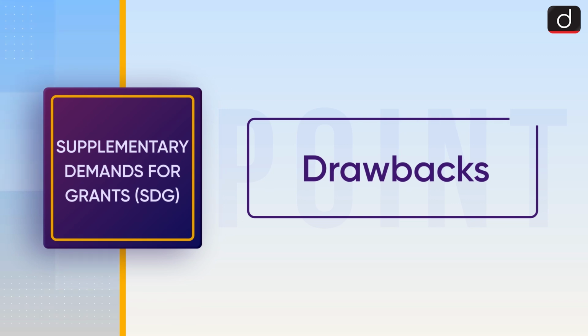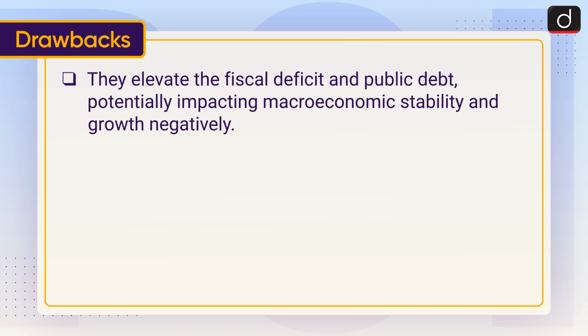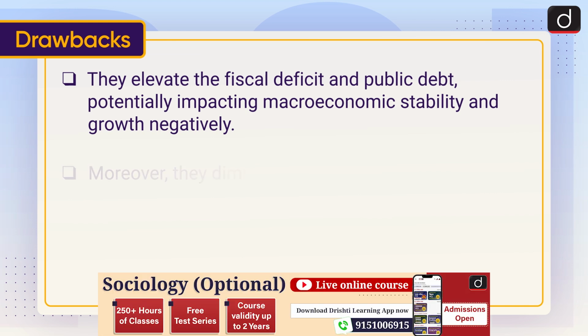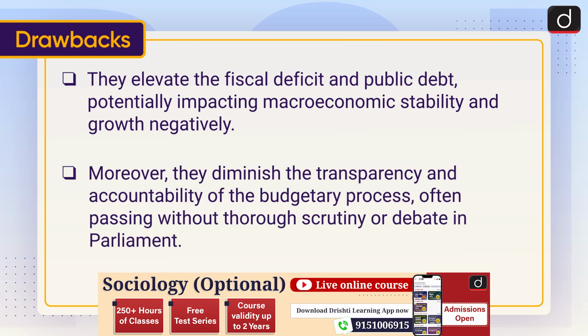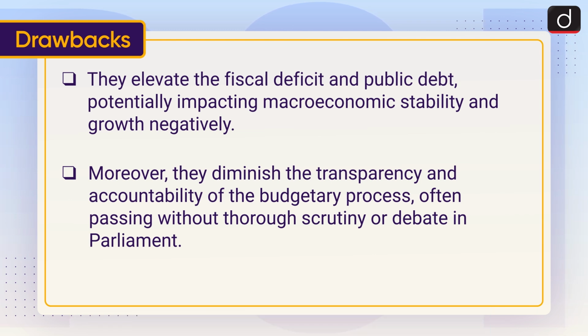Now moving on to drawbacks. They elevate the fiscal deficit and public debt, potentially impacting macroeconomic stability and growth negatively. Moreover, they diminish the transparency and accountability of the budgetary process, often passing without thorough scrutiny or debate in Parliament.